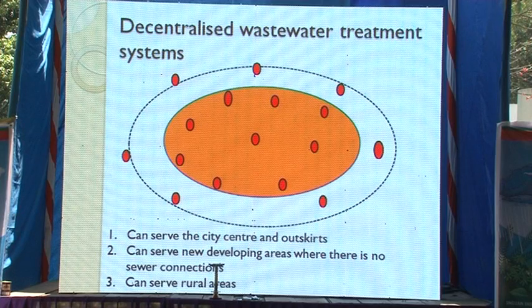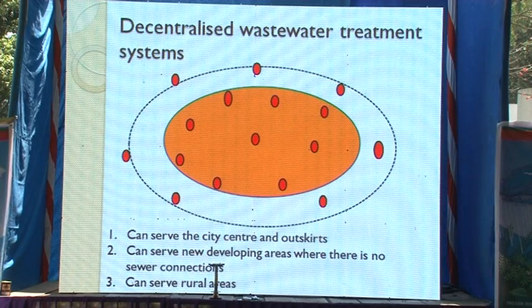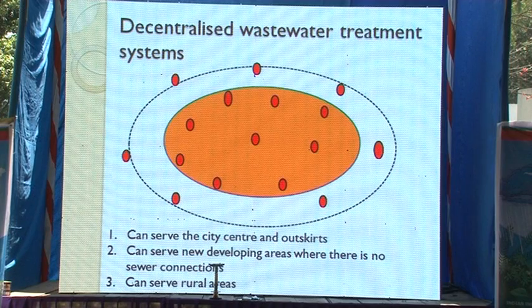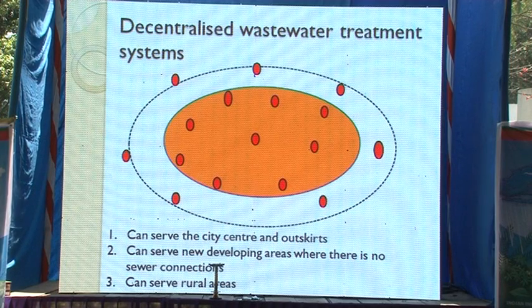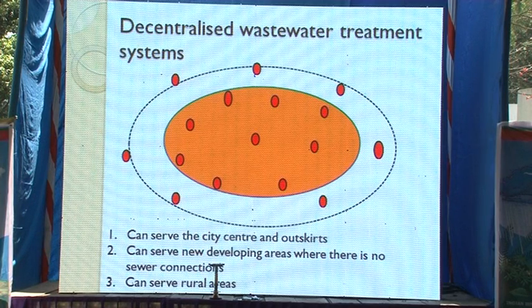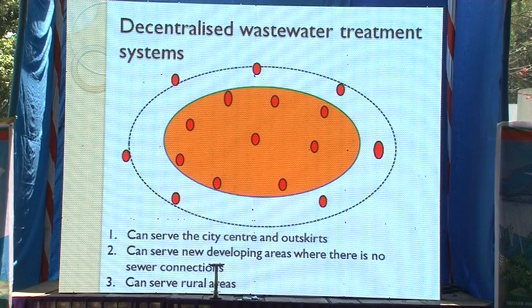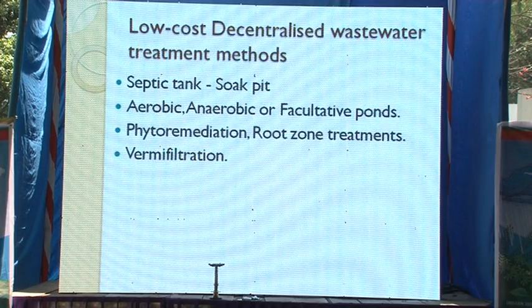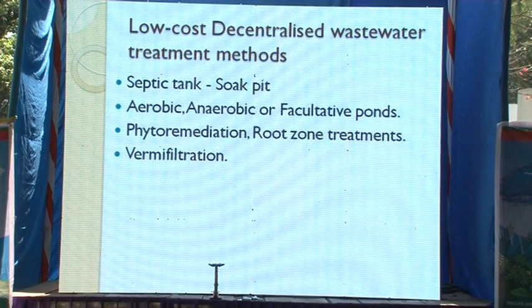This is what I promote, which is decentralized wastewater treatment, where we can have small treatment plants at various places. Maybe it can be used within the city as well as in new developing areas where there are no sewage connections, as we heard earlier. It can also serve, very importantly, rural areas, because so far there are no systematic ways to treat wastewater there. It is all thrown into ponds or low-lying areas. These are some of the options of low-cost decentralized wastewater systems.